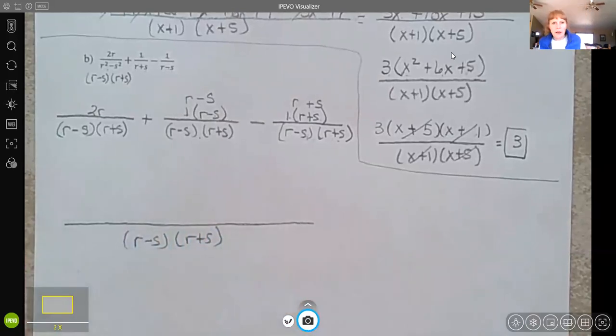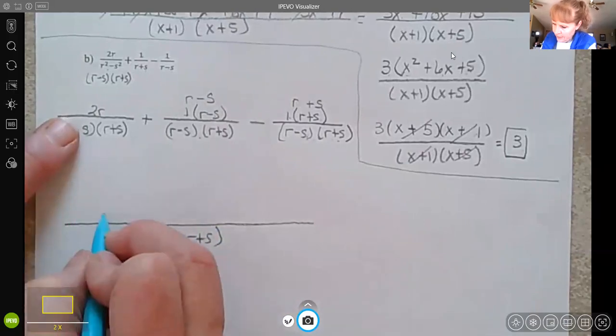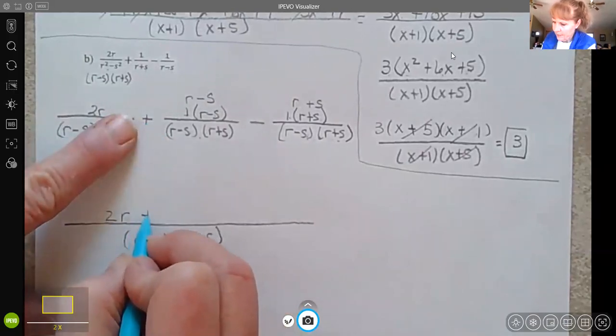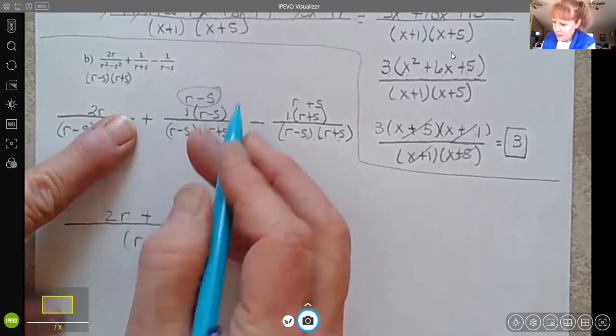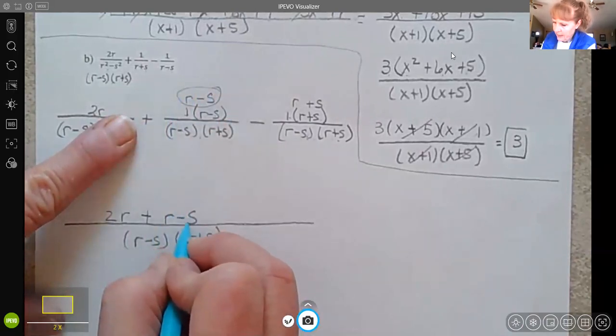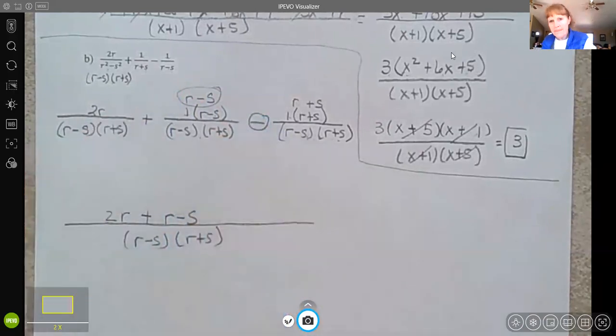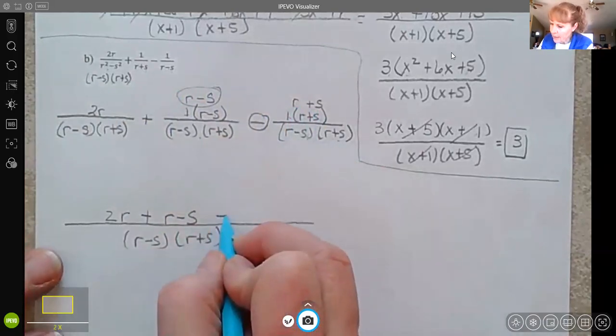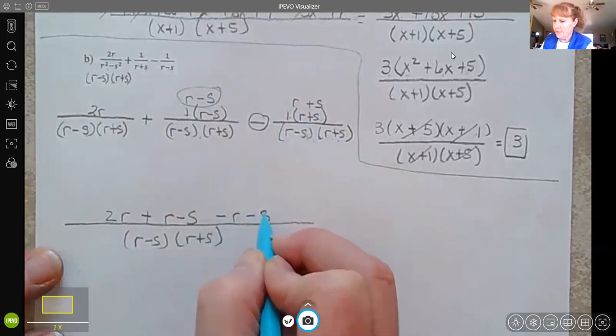My common denominator is still r minus 1, r plus s. So my first fraction is 2r. My second fraction has a plus in front of it, and I multiplied it, so I'll take r minus s. Now my next fraction has a subtraction in it. So rather than r plus s, I'm going to change their signs on both of them: minus r minus s.